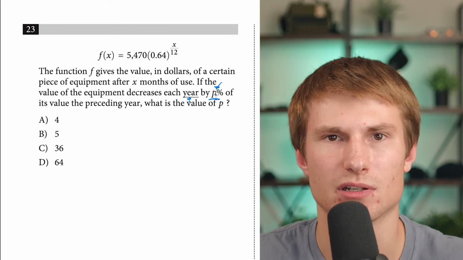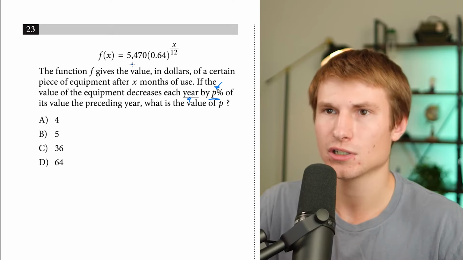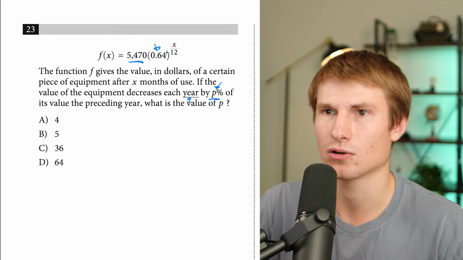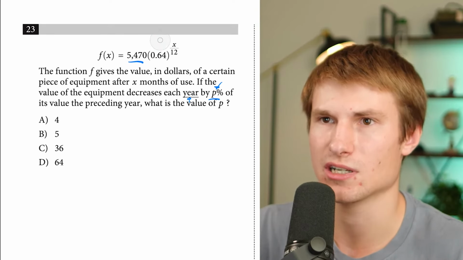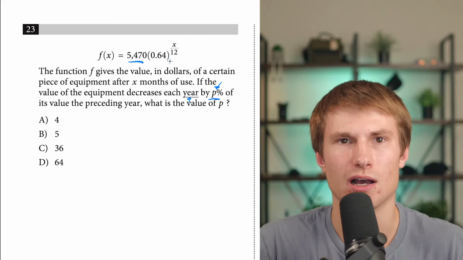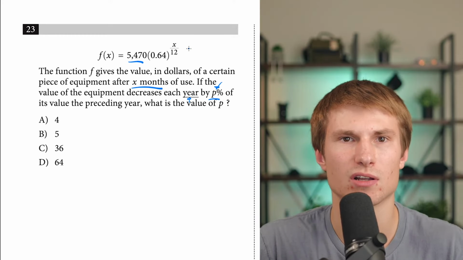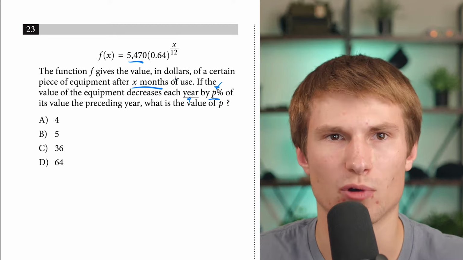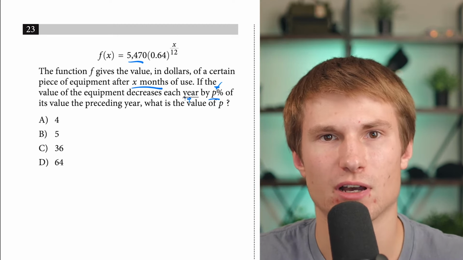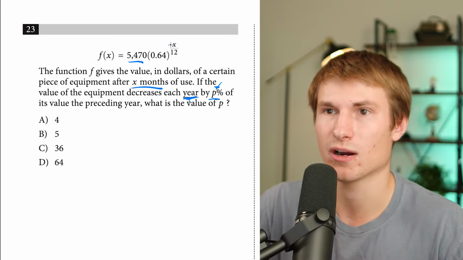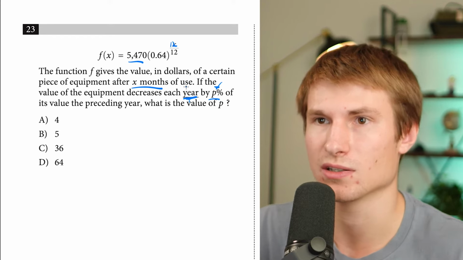P is a percent, so we can get that in percentages. I see I've got an exponential function here. So initial value, growth factor in this case is below 1, so I know we're decreasing in value. And then x over 12, what is x? x is months. Okay, so that makes sense. 12 over 12 would be 1 year. We're asked about how much the value decreases each year. So that would be where we have 12 over 12, since 12 months is in a year.